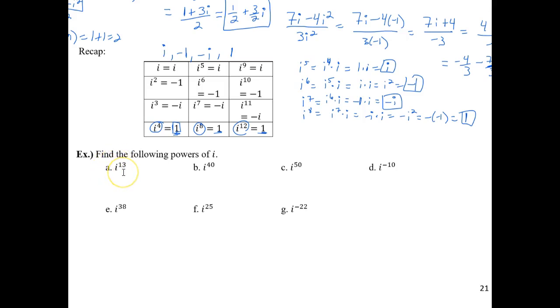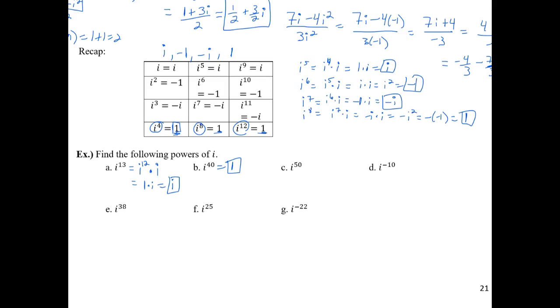So if I want to know i to the 13th, I want to know the closest multiple of 4 that's less than 13. So I can split i to the 13th into i to the 12th times i. 12 plus 1 more would give me the 13. But i to the 12th is just 1, and 1 times i is i. And there you have it. i to the 40th, well, 40 is a multiple of 4, so that's just 1 right away. Any multiple of 4 is going to be 1.